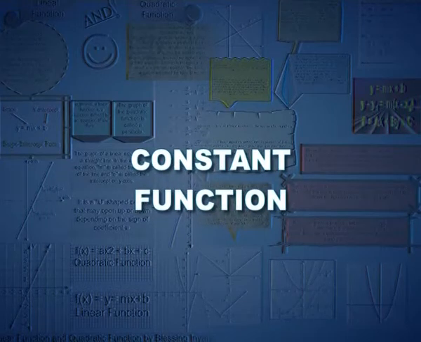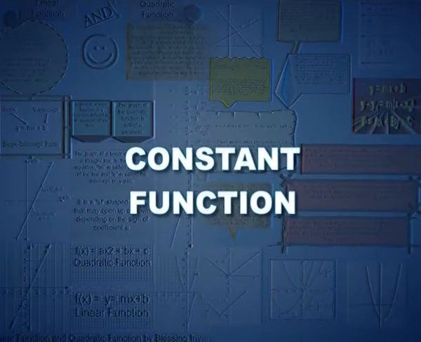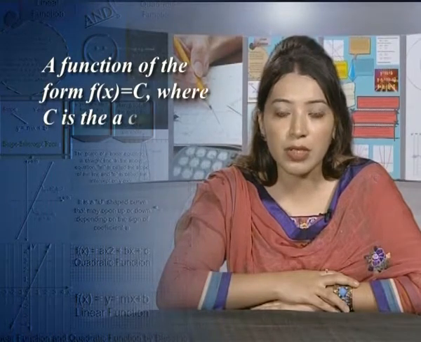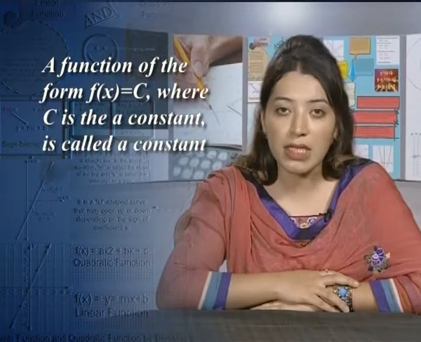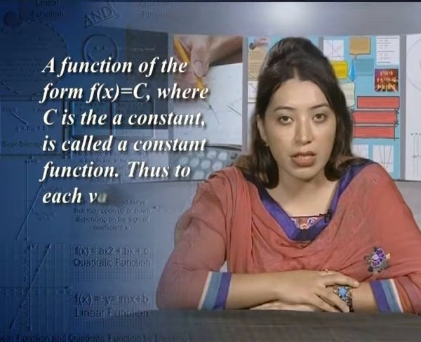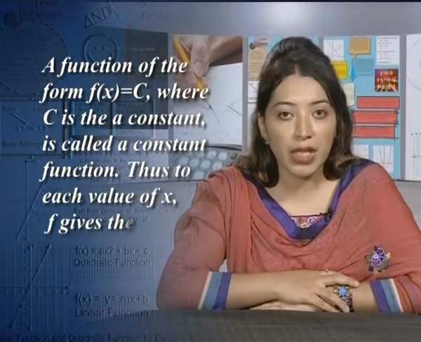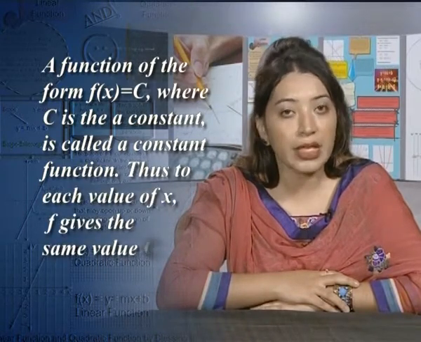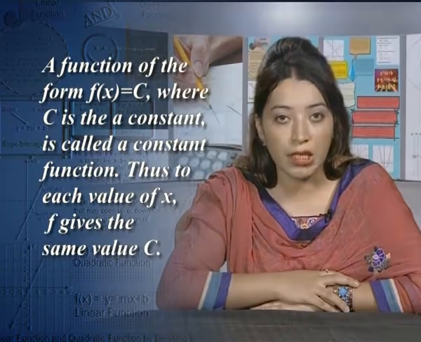Let's see different types of functions. The first one is the constant function. A function of the form f of x equals C, where capital C is a constant, is called a constant function. Thus, to each value of x, f gives the same value, which is C.